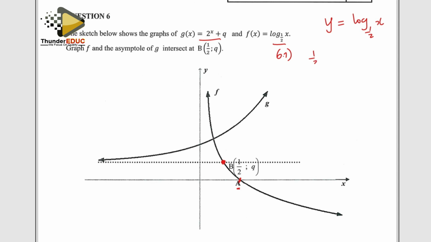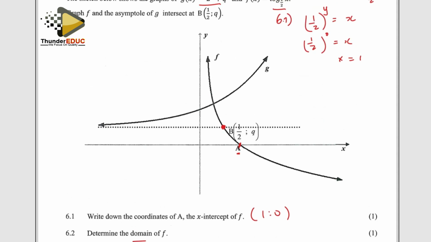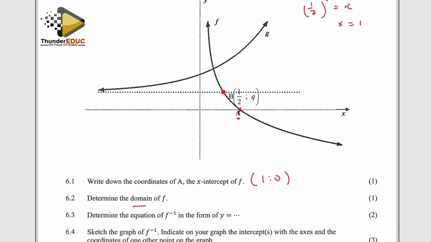So the base is the same. I just switch that. Now we're saying y is 0 along the x-axis. So a half to the 0 must give us x, which means x is 1. So they want the coordinates, so it's going to be 1 and 0. It's automatic. You could just write 1 and 0 there. Then they want the domain of f. Domain, those are x values. So we can see that this f is not going to go through the y-axis. So what I'm going to say is that x must be greater than 0.